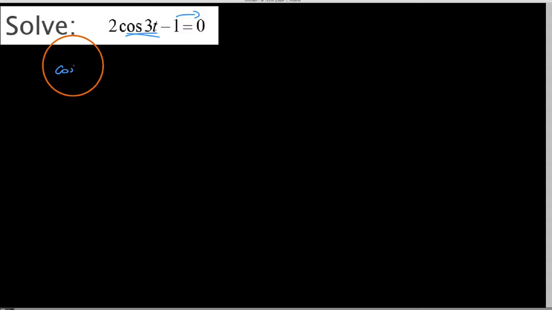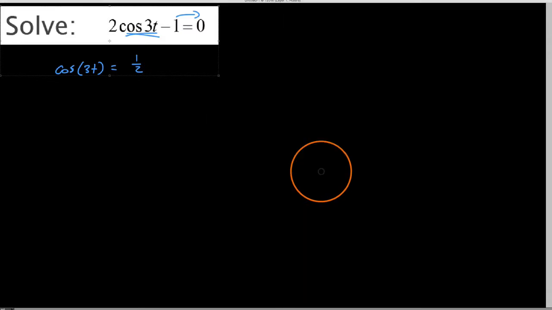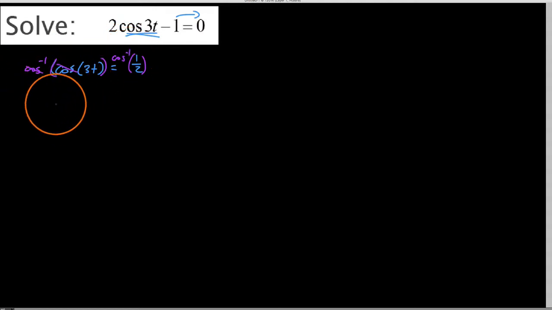For the sake of time, I'm going to go pretty quickly. We say cosine 3t would equal, add 1 divided by 2, a half. And now that we have this trig function isolated, we're going to undo it using an inverse trig function. So we do an inverse cosine of both sides. Our cosine, and so we get this.